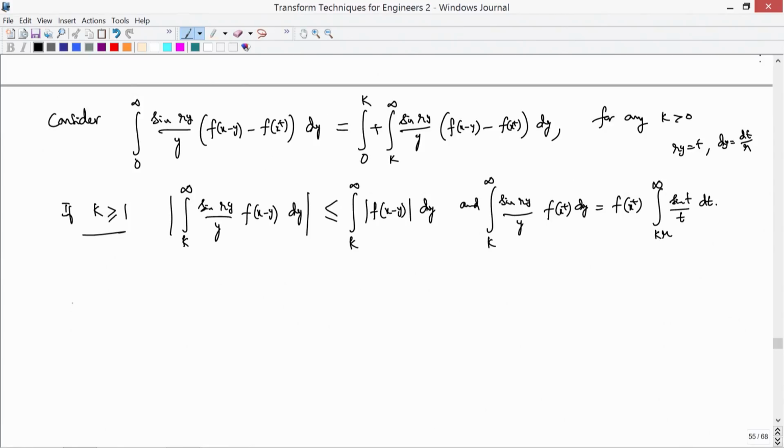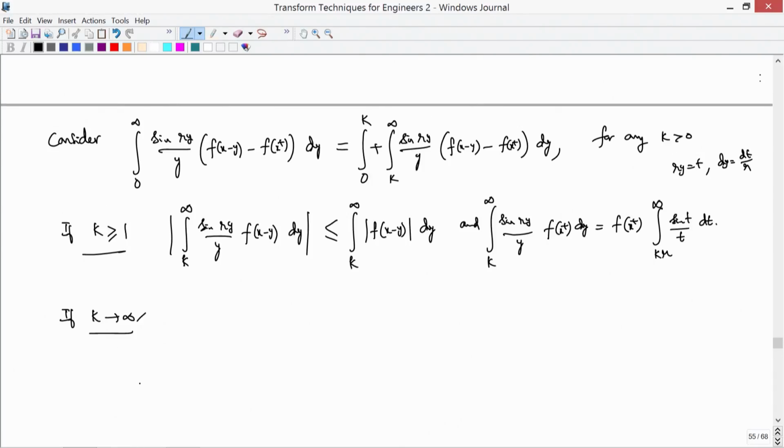Now, if I allow k to go to infinity, what happens? This is going to be 0 and this is also going to be 0, so that means this is also going to be 0. As I take k bigger, this quantity is kind of trivial. So, this quantity you can ignore for bigger k values, it can be made as small as possible for any r.